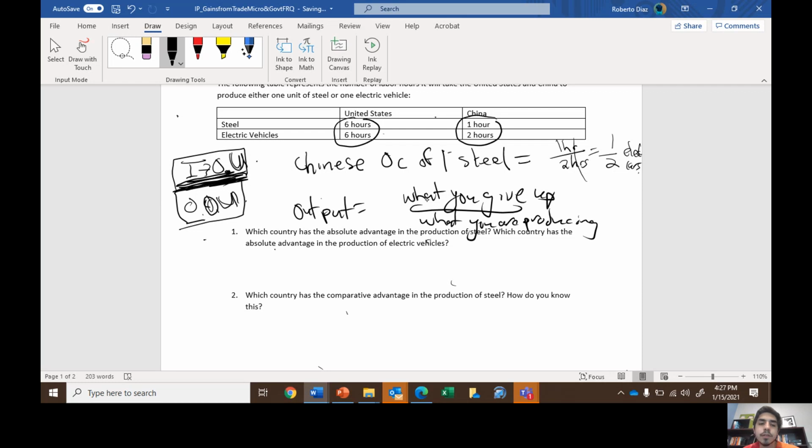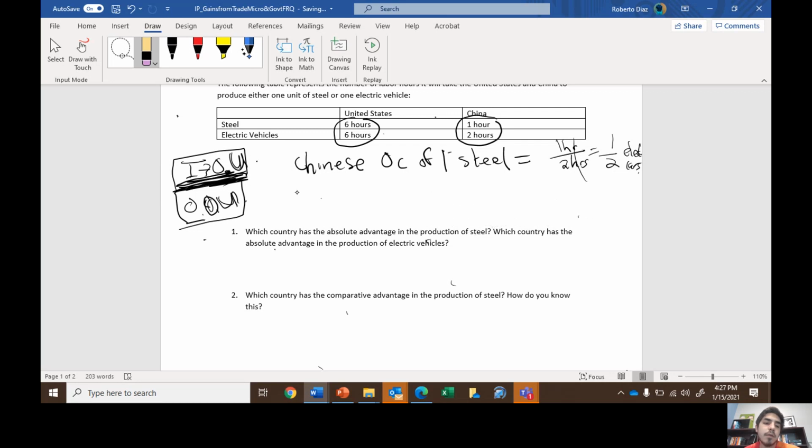Yeah, so these little mental tricks help. That way we don't have to understand necessarily. Memorizing this can certainly help us complete these a lot faster. But if you like the idea of converting the input data to output data and then finding the per unit opportunity costs of each good per country, that's also acceptable. So we find the Chinese opportunity cost of 1 unit of steel is half an electric vehicle.